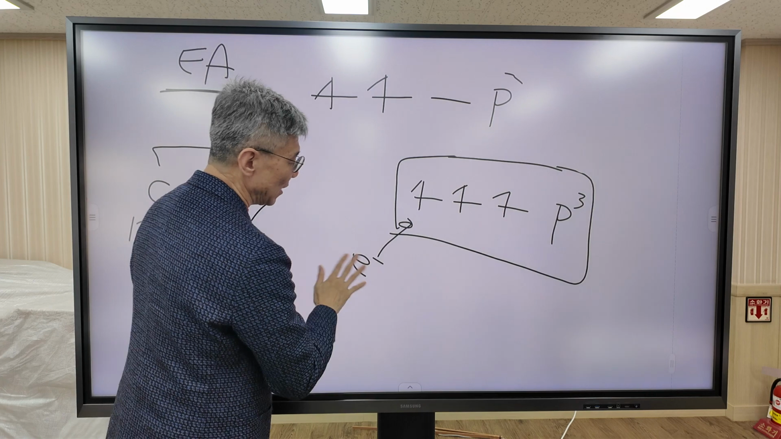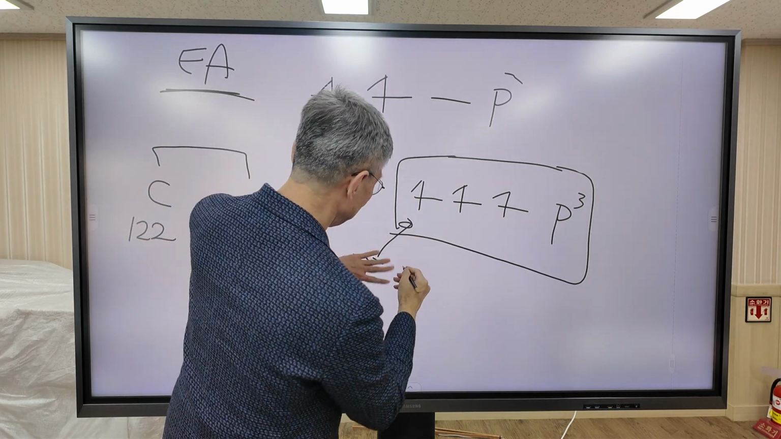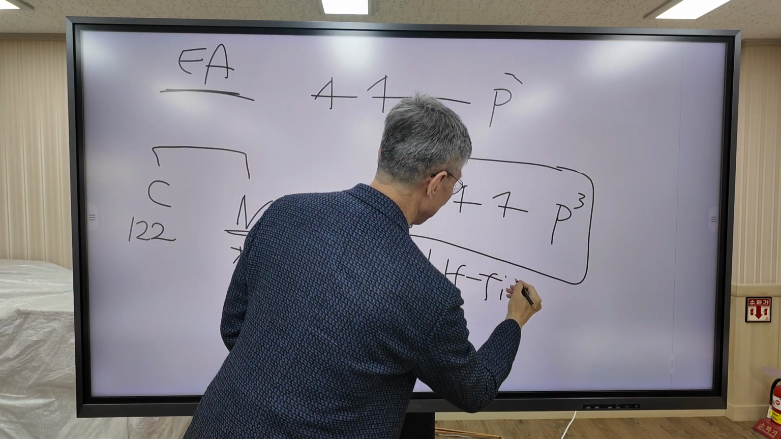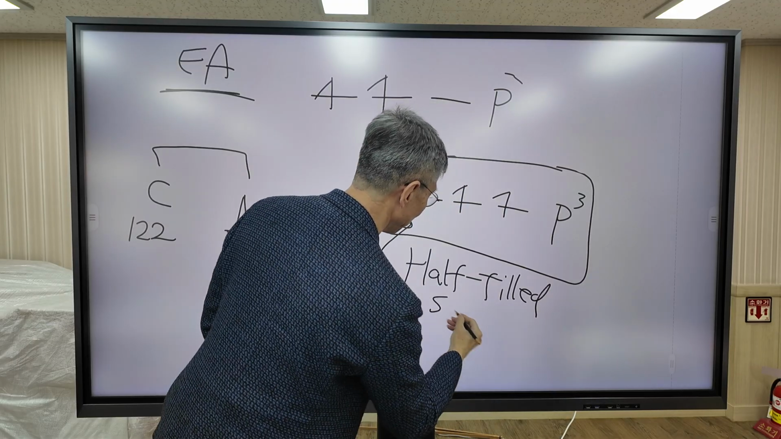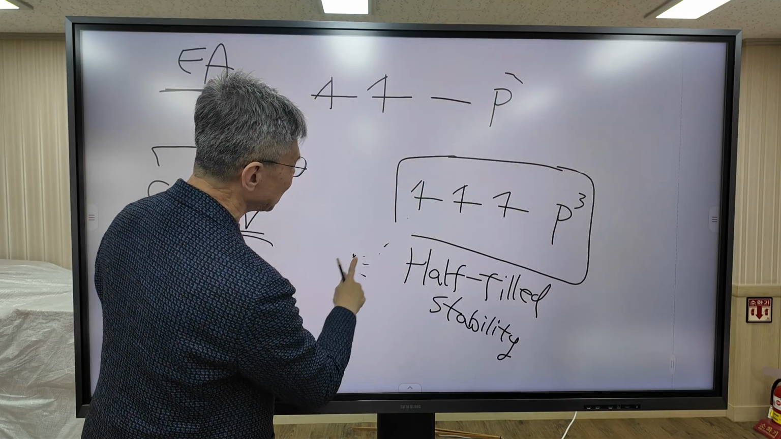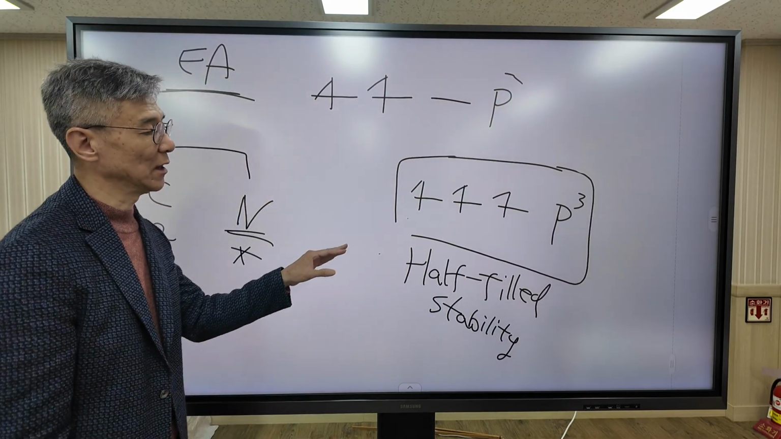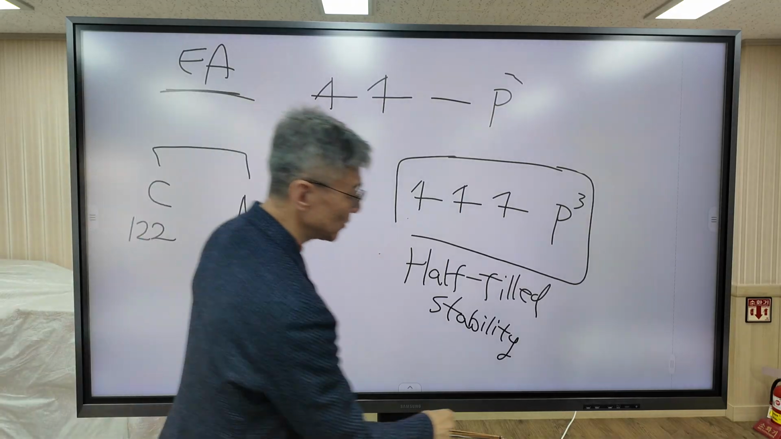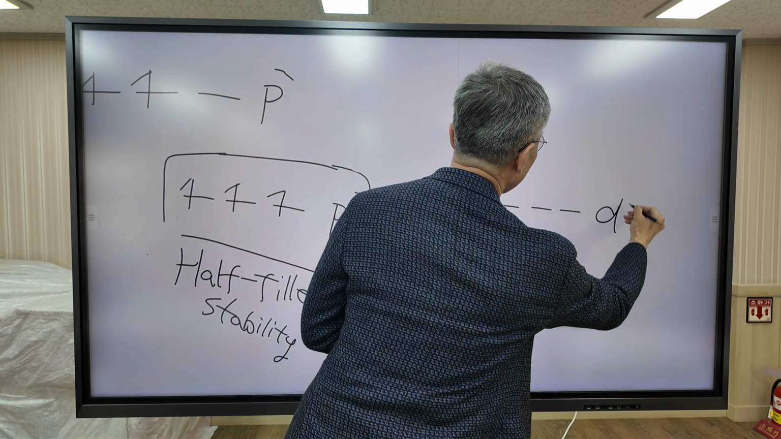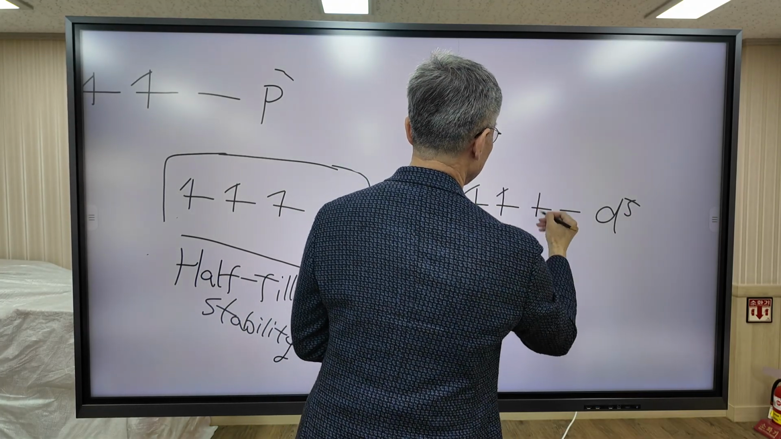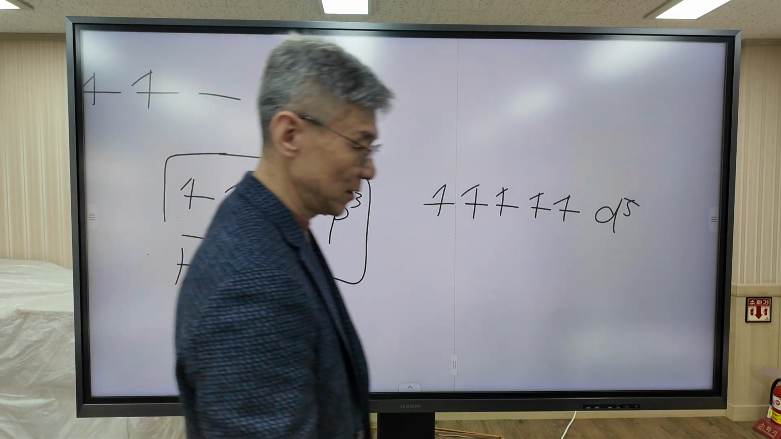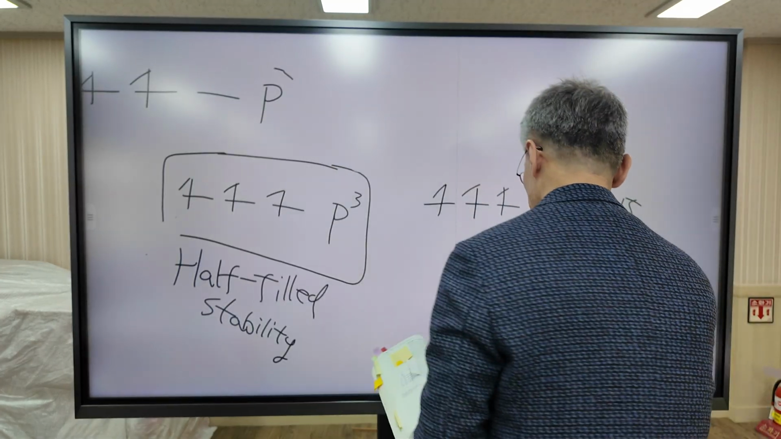This half-filled stability does not only apply to the p orbital, it also applies to the d orbital. Similarly, the d5 configuration is known to be very, very stable, similar to the p3 configuration. I will take you through an example.